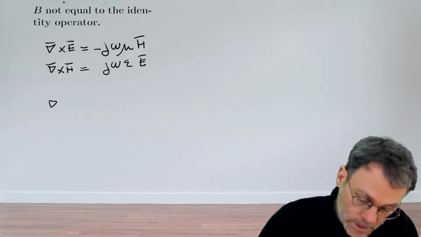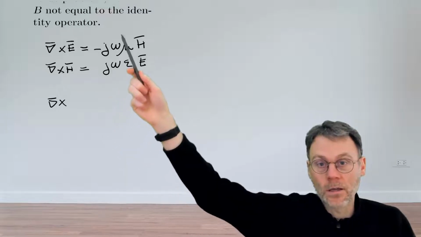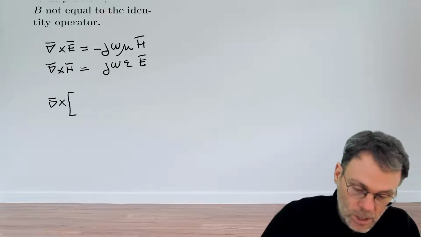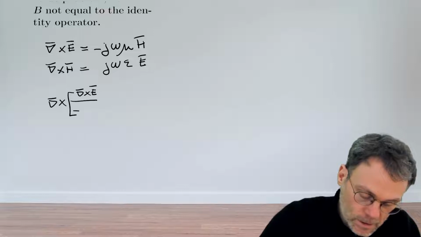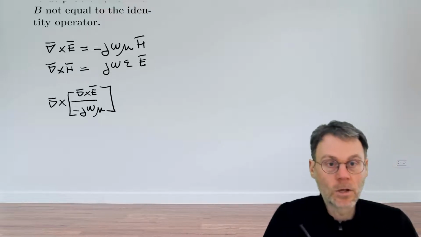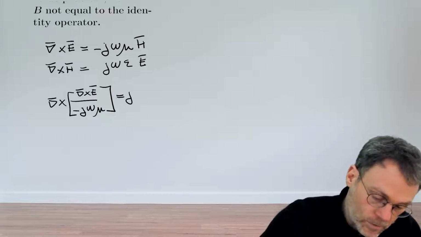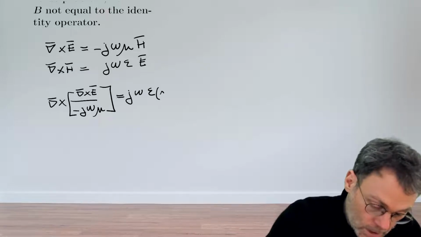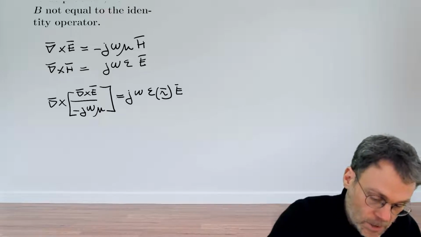So let's look, for example, at the second equation and let's try to eliminate H. Now we can get H from the first equation. So here we are going to replace H by the curl of the electric field divided by minus j omega mu. So this is going to be our left-hand side, and then for the right-hand side, we have j omega epsilon. And let me stress here that epsilon is a function of the spatial coordinates, so it's not just a constant in our case, times the electric field.